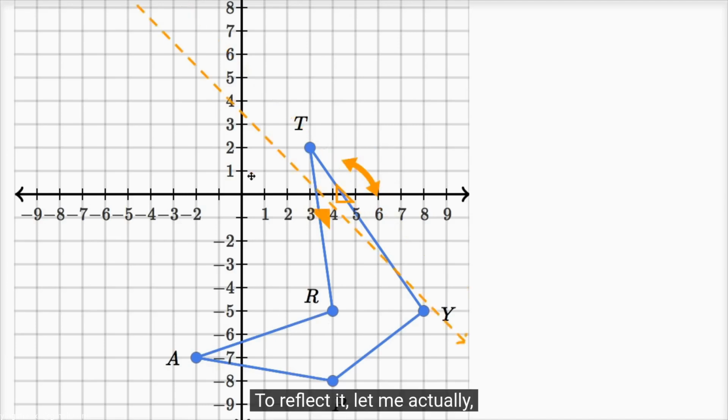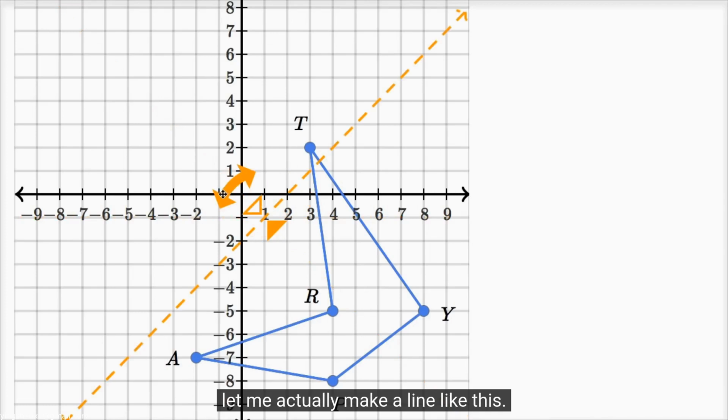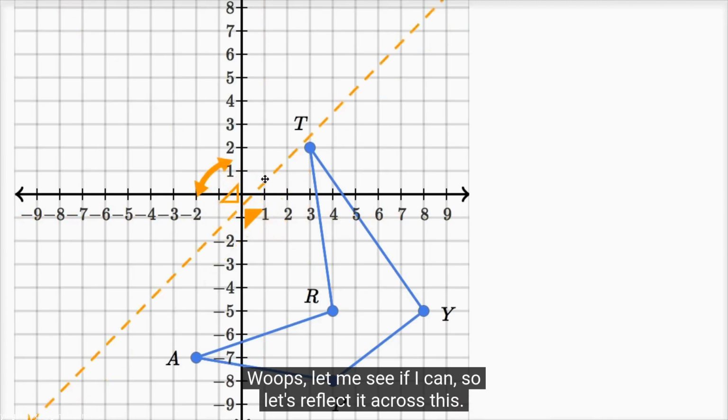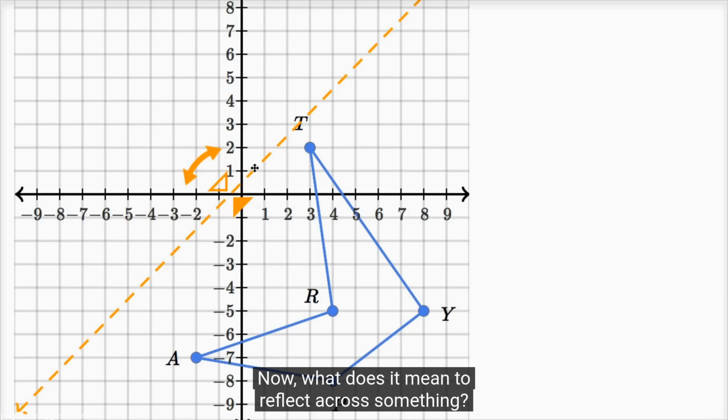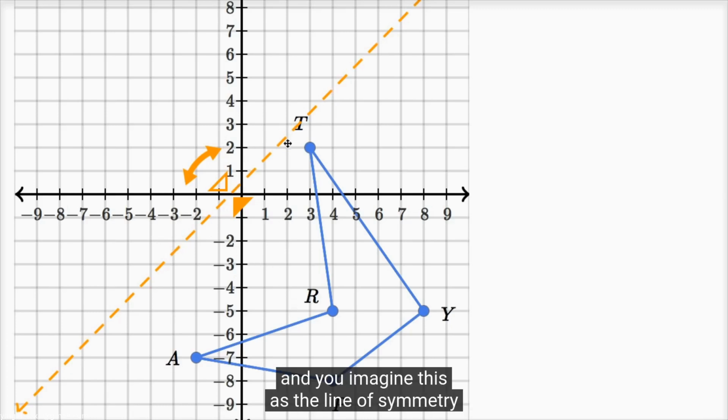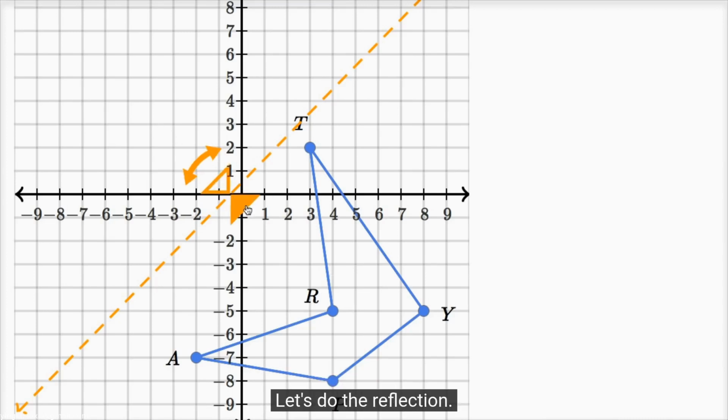And to reflect it, let me make a line like this. I could reflect it across a whole series of lines. Let's reflect it across this. Now what does it mean to reflect across something? One way I imagine is that we're going to get its mirror image, and you kind of imagine this as the line of symmetry, that the image and the original shape should be mirror images across this line. We could see that. Let's do the reflection.